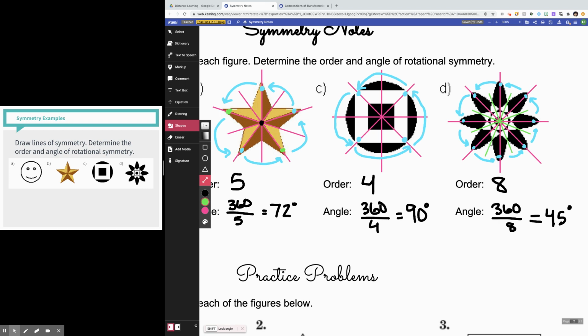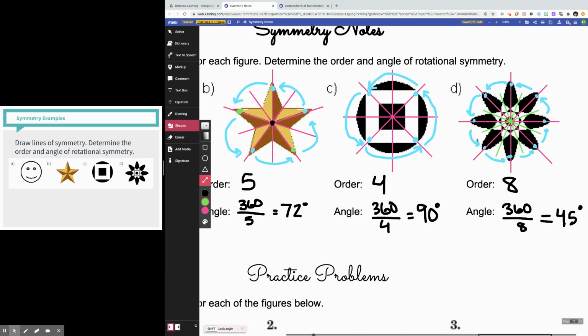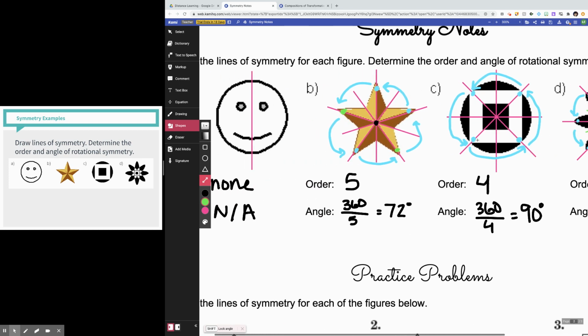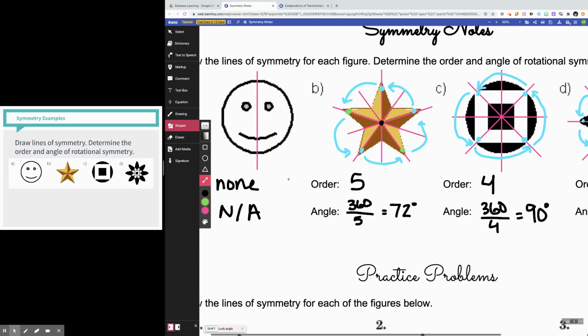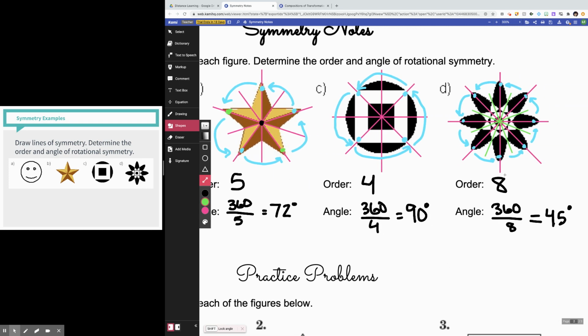Now the order of rotational symmetry and the number of lines of symmetry won't always match. That's what happened with our smiley face right here. It had 1 line of symmetry, but it didn't have any order of rotational symmetry. They aren't always going to match, but one thing you probably noticed about these other 3 shapes, the star, the square inside the circle, and this cool flower snowflake looking thing, is that they all looked like regular polygons, where you have all of these sides that look like they're about the same length.